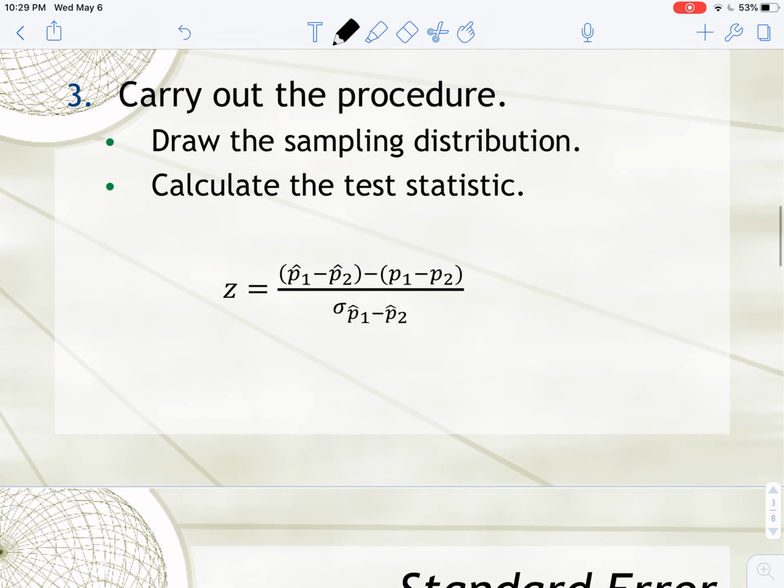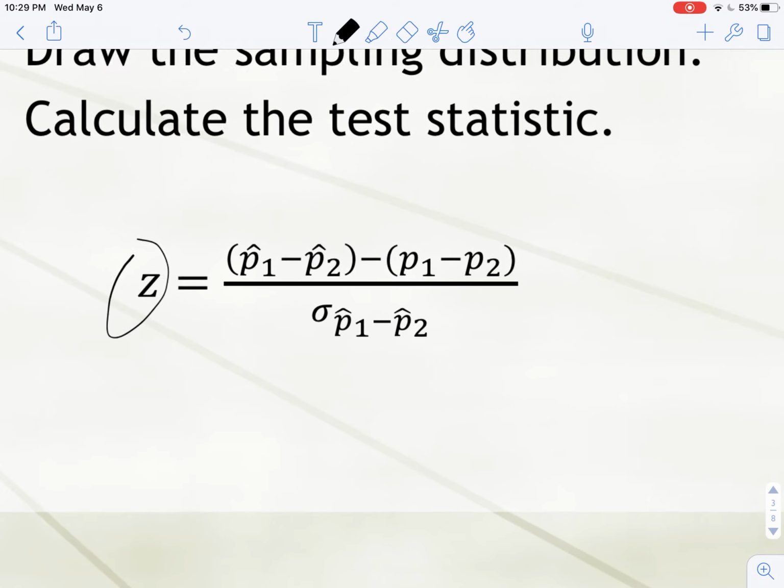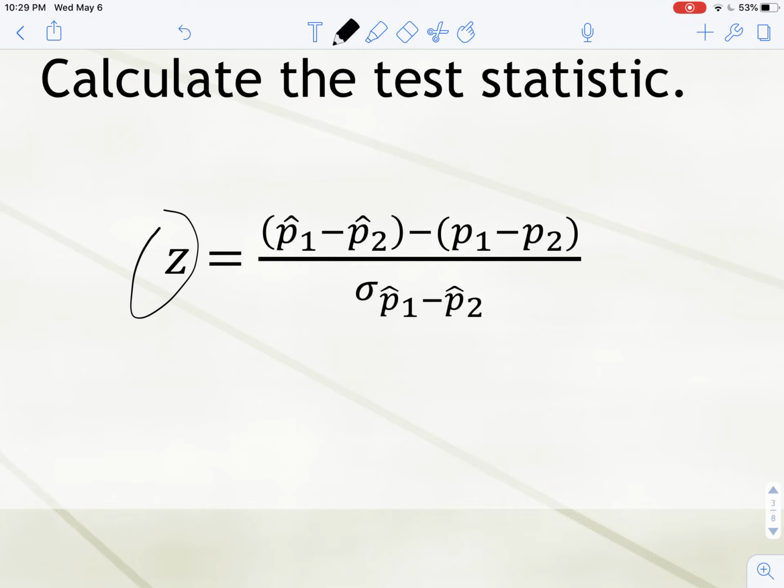Step 3 is we're actually going to carry out the procedure. So I usually start by drawing the sampling distribution. You want to calculate a test statistic, which in this case will be z. So to calculate z, you're doing p hat 1 minus p hat 2. So that's the difference in your 2 sample proportions. You're going to subtract P1 minus P2. That's going to be the hypothesized difference between your 2 population proportions. This is your null hypothesis basically, and this is usually going to be 0. So since that difference is almost always 0, that part of the formula is 0.